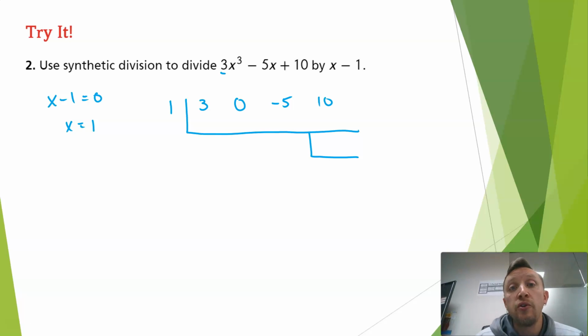So now I want you to see if you can simplify this. Okay, so go ahead and pause the video, see if you can work this out using synthetic division to get a final answer. Go ahead, pause the video and hit play when you're ready to check to see if you did it correctly.